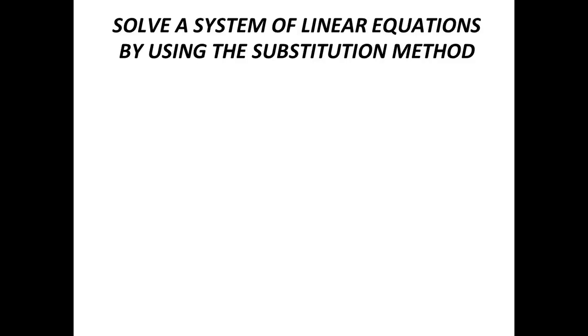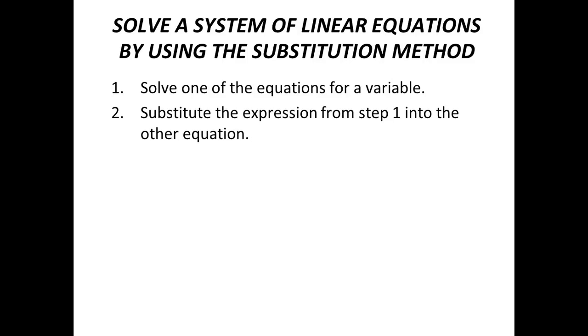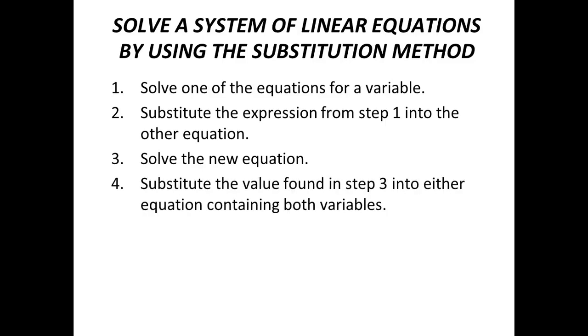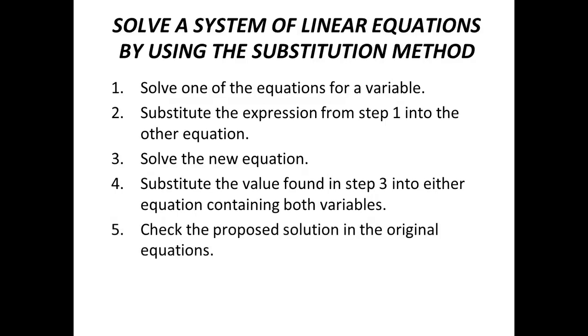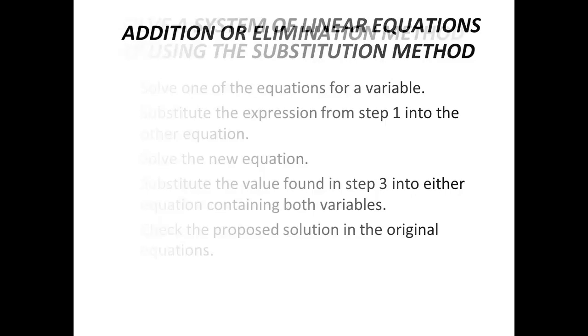Solving the system of linear equations by using the substitution method. A summary. Solve one of the equations for one of the variables. Substitute that into the other equation. Simplify and solve for one of the variables. Take this value and substitute it back into the other equation, yielding a second part of the solution. This should give you both x and y coordinates. You can then check this, of course, to make sure that it does in fact produce true statements for both equations.